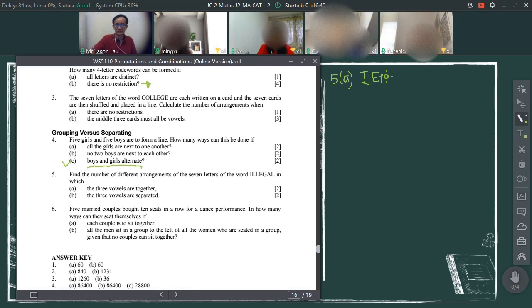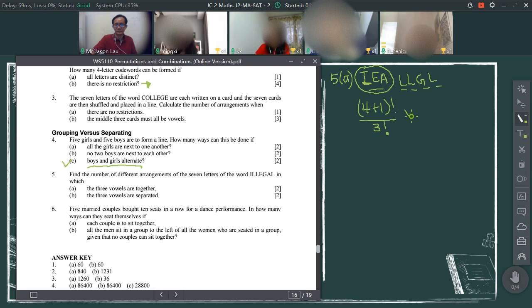I don't know if it's correct, but the answer is correct, very high chance. The vowels are together. So it's 4 plus 1 bracket factorial over 3 factorial because the L is the same. There are 3 L's. So it's 4 plus 1 because the vowels are grouped together, and there are 4 consonants, over 3 factorial. Then times 3 factorial because the vowels will change within each other. Yeah, very good. Just 120. I think it sounds good.